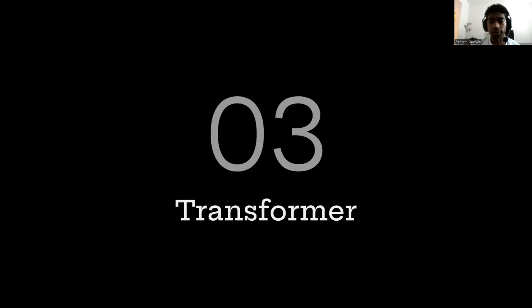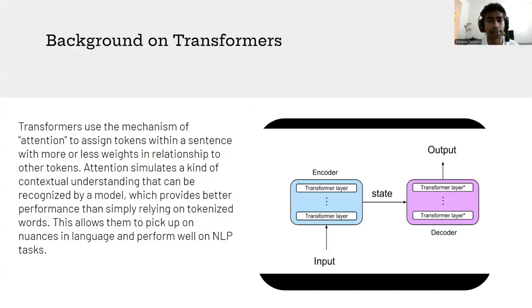Moving on to the transformer model. So for some background on transformers, they use this mechanism of attention to assign tokens weights relative to all the other tokens in the text, and it kind of simulates this contextual understanding for models, and this helps it pick up on nuances in language and perform well on NLP tasks in general.